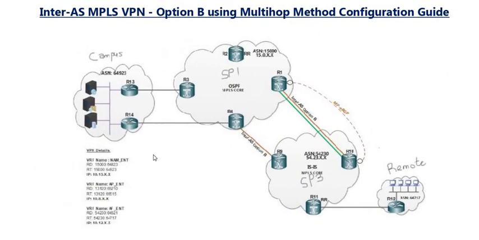And so the next section will be the configuration section. But before then, I will show you a configuration guide for option B using the Multihop method. And remember, the requirement of this design is that the remote site must be able to reach the servers at the campus site through a preferred path that is protected.